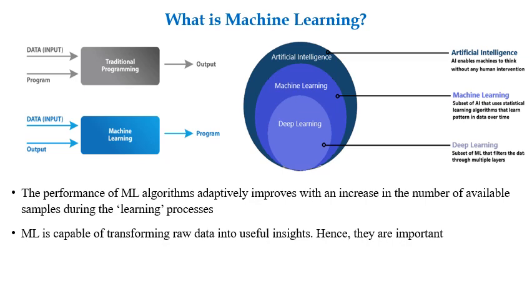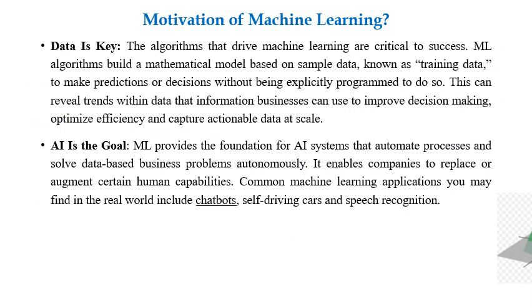Machine learning algorithms are capable of transforming raw data into useful insights. Hence, they are much more important. What is the motivation of machine learning? Here, data is the key and AI is the goal. The algorithms that drive machine learning are critical to success. Machine learning algorithms are built using some mathematical concepts. These mathematical models will be applied on the training data set to make predictions or decisions without being explicitly programmed.